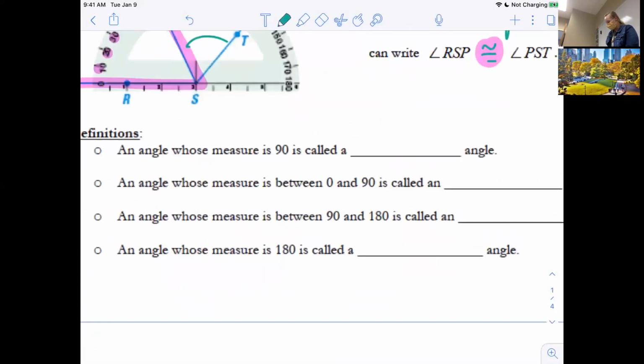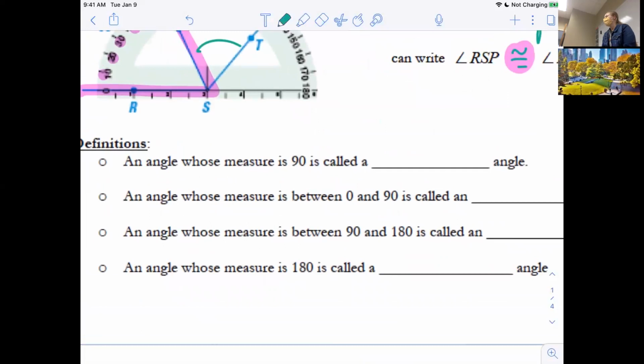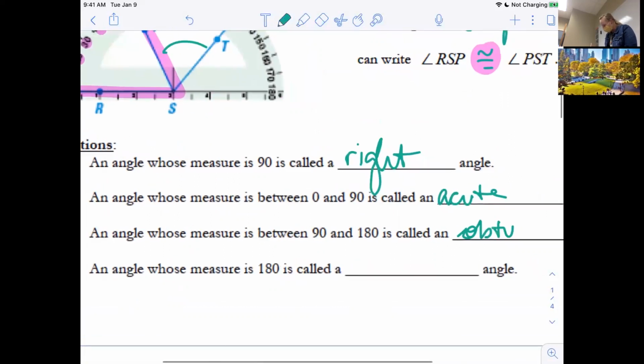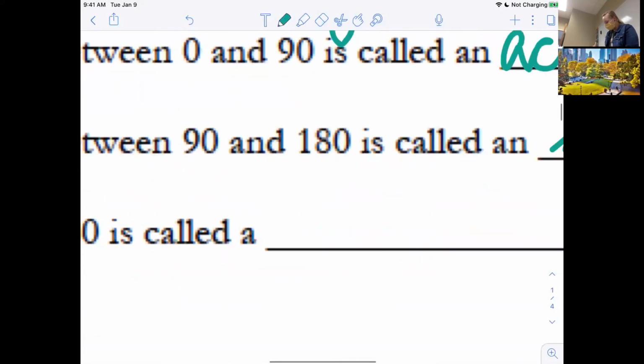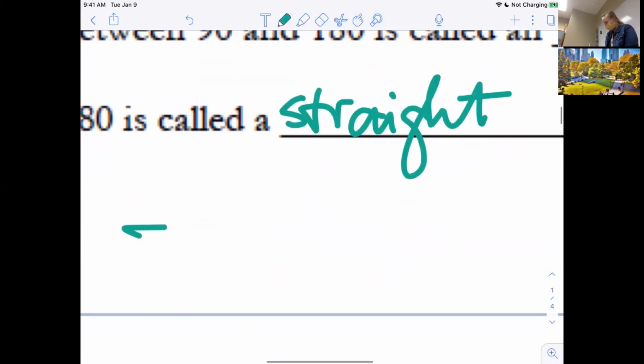Right angle. An angle whose measure is 90 degrees is called? Right. An angle whose measure is between 0 and 90 is called? Acute. An angle whose measure is between 90 and 180 is called? Obtuse. And an angle whose measure is 180 is called? We call it a straight angle. It's straight because it's like a straight line.